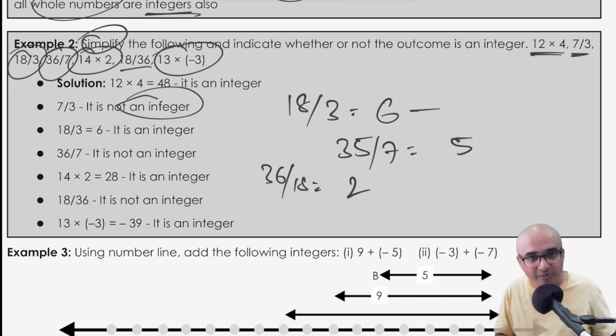And 13 multiplied by minus 3 is also an integer, because we know any whole number which is multiplied by an integer will result in an integer itself. So therefore 3 is an integer, minus 3, and that is multiplied by 13. So 13 into 3 is 39, but in this case it is a minus 39, which is also part of the integers. So that's how we decide.